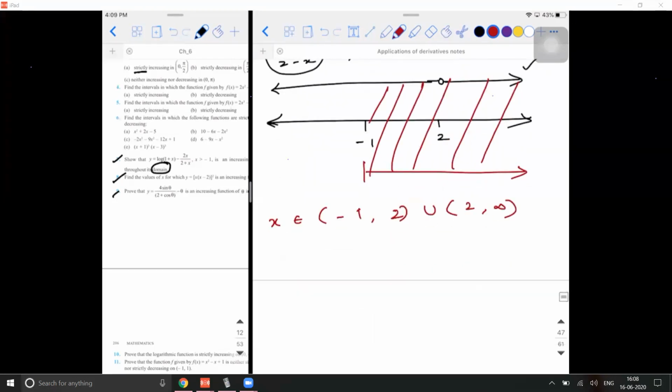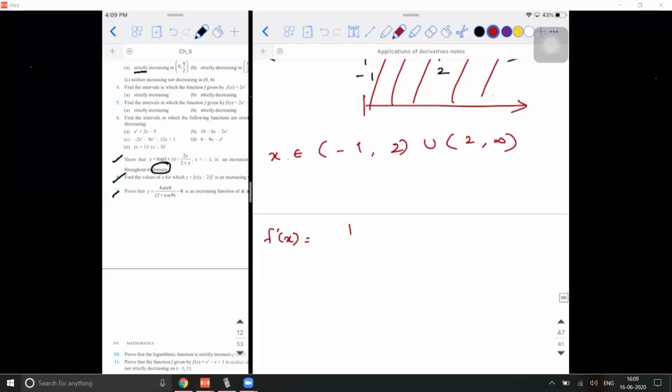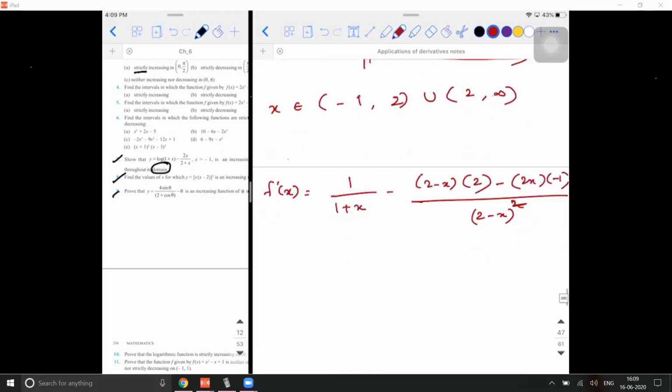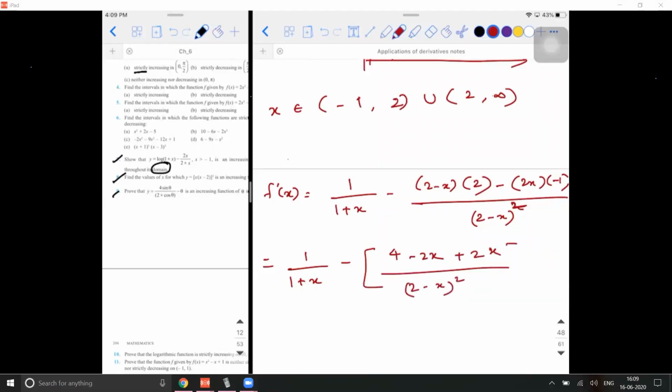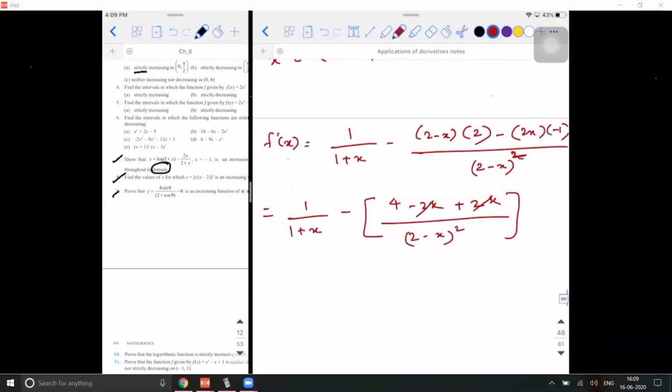Next. What is the value of f dash of x? So it is 1 by 1 plus x minus, 2 minus x into 2 minus of 2x into minus 1, divided by 2 minus x the whole square. Can I write it like this? If there is any mistake, let me know immediately. So minus of 4 minus 2x plus 2x, divided by 2 minus x the whole square. So 2x and 2x get cancelled. So again, you are going to take the LCM. So 2 minus x the whole square minus 4 minus 4x, the whole divided by 1 plus x into 2 minus x the whole square.